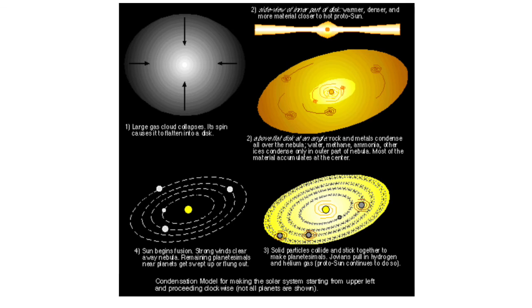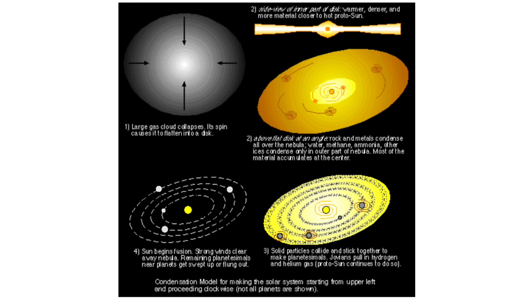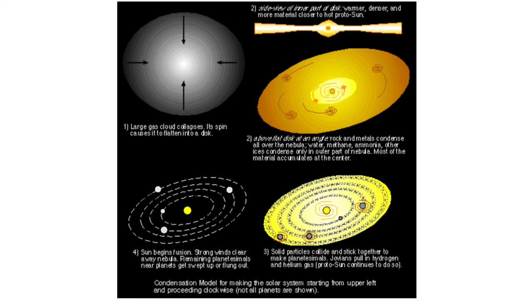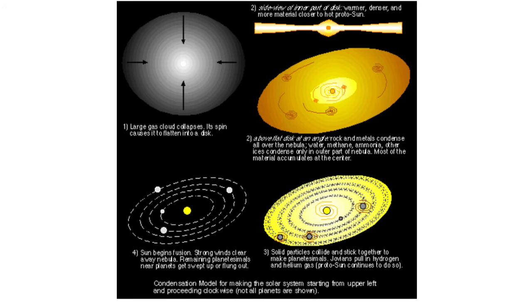In the fourth stage, at about 20 million or so years after the start of the cloud collapse, the protosun got hot and dense enough to undergo fusion and become a star. The sun turned on. The sun produced strong winds called T Tauri winds that swept out the rest of the nebula that was not already incorporated into the planets. The remaining planetesimals near the planets got swept up or flung out very far from the sun. The sun turned on about 4.6 billion years ago.